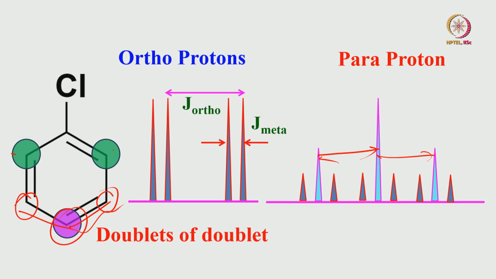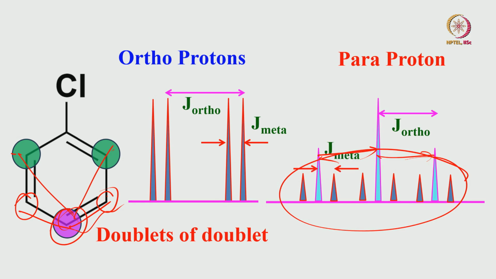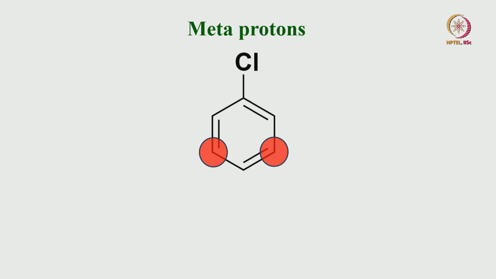When the couplings are identical, as we also discussed, you will get a 1 to 1 triplet because two lines in the center overlap, and each line of the triplet has a meta coupling like this, becoming a triplet of triplets. If you have a para proton in a monosubstituted benzene, you get a pattern like this, a triplet of triplets. So, easily you can identify that and make the assignment. This is called a triplet of triplets. What about the other one now, the meta protons?